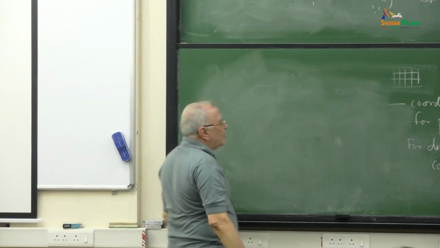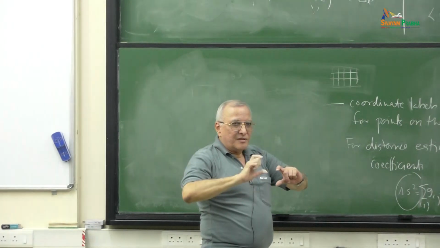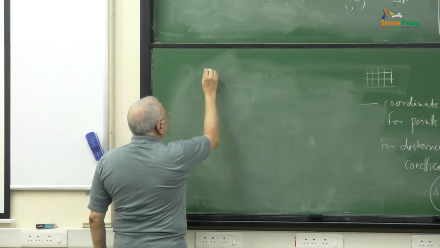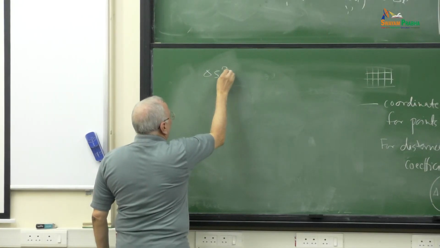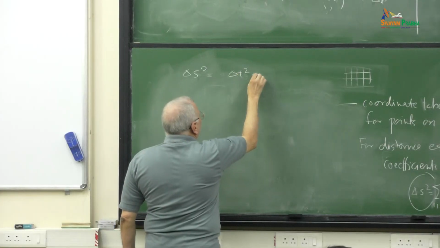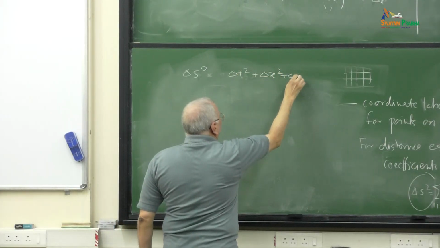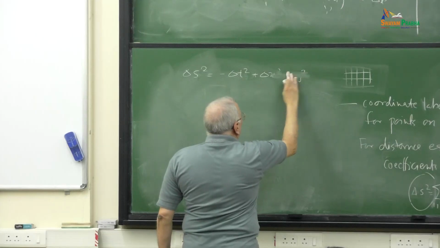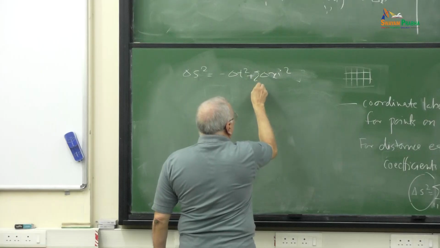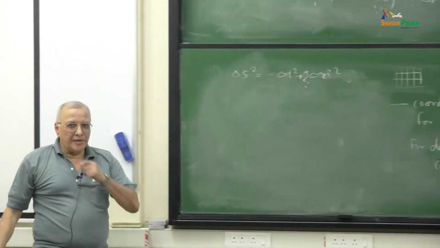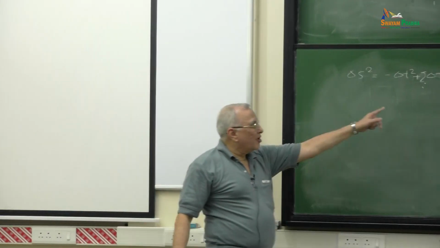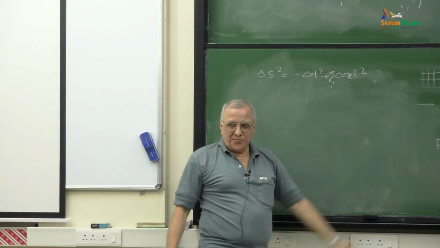Since time intervals are real, delta t square is real. So I will define it as follows: delta s square equal to minus c square delta t square plus the sum over i equal 1 to 3, I am just saving writing, of delta x_i square. This is x1 square plus x2 square plus x3 square, 3 terms there.